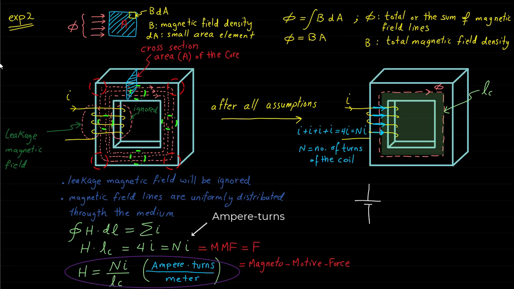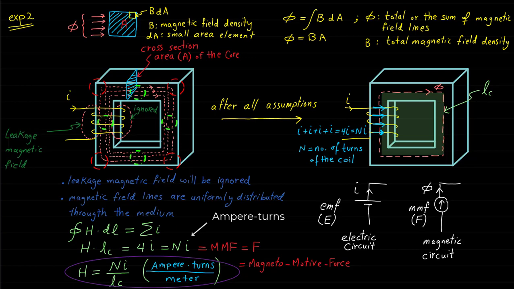The MMF in a magnetic circuit is like the EMF, or E voltage source, of an electric circuit. The EMF E drives the current I through an electric circuit, and the MMF drives the magnetic field lines phi through a magnetic circuit.